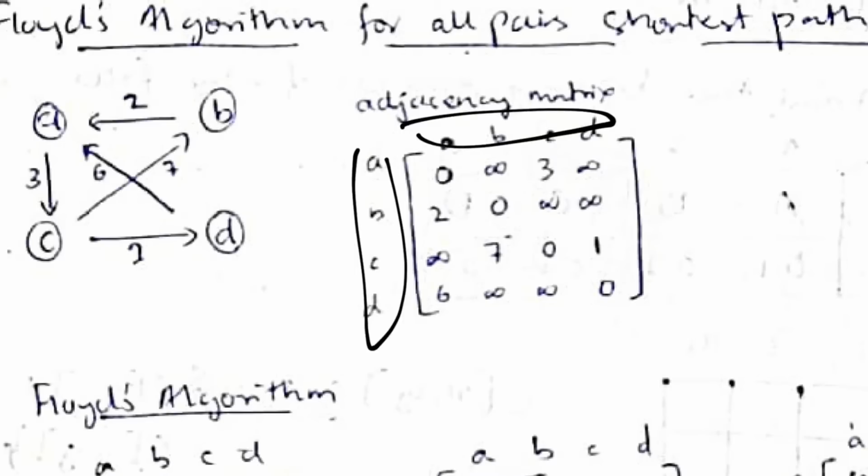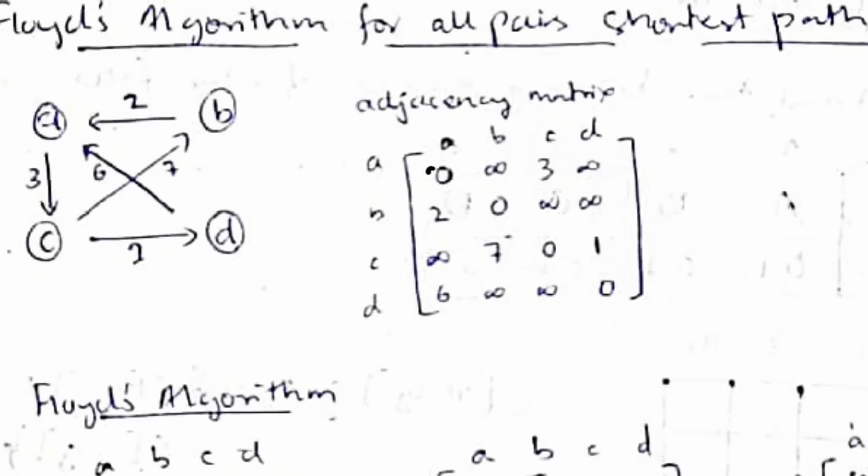Write in the rows and the column, and then check for each. The diagonal elements make as 0, and after that check this one, A to B. Is there any edge from A to B? No, because it is from B to A. From A to B there is no edge, so I'll be writing there as infinity.